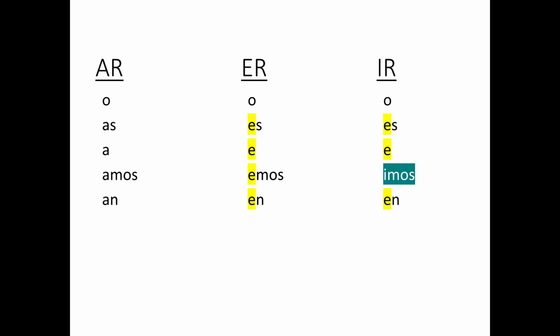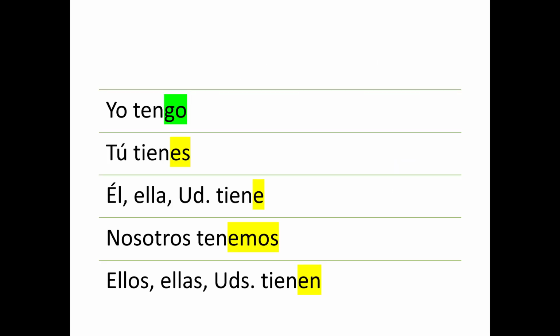Okay, if we take a look at ER, which is the middle column, we know that the endings are o, es, e, emos, en. Tener, take a look at the endings. Go, es, e, emos, en. So it's almost like a regular verb except for yo. Instead of o, it's go. Okay, so we're just talking about the endings right now. Go, es, e, emos, en. Those are the endings for tener.